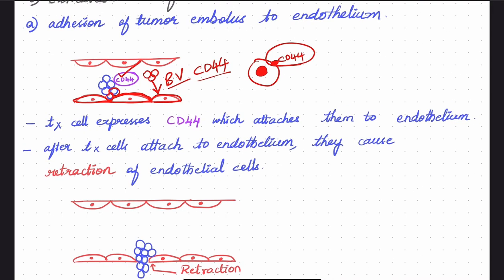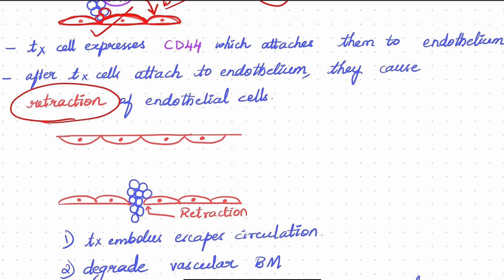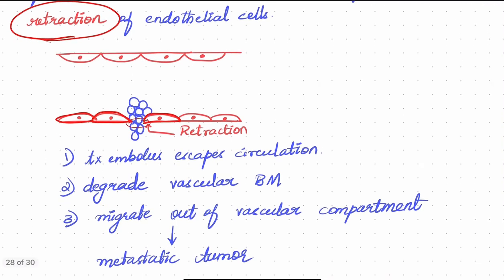So after the tumor cells attach to the endothelium, the endothelium reacts. Someone has attached to itself, so it reacts by retracting. It separates itself, the cells move away. See, there's a gap in between. Wherever the embolus is attached, there's a gap formation. Retraction means the endothelial cells move away, giving way for the embolus to go out. This is the reaction of the endothelium.